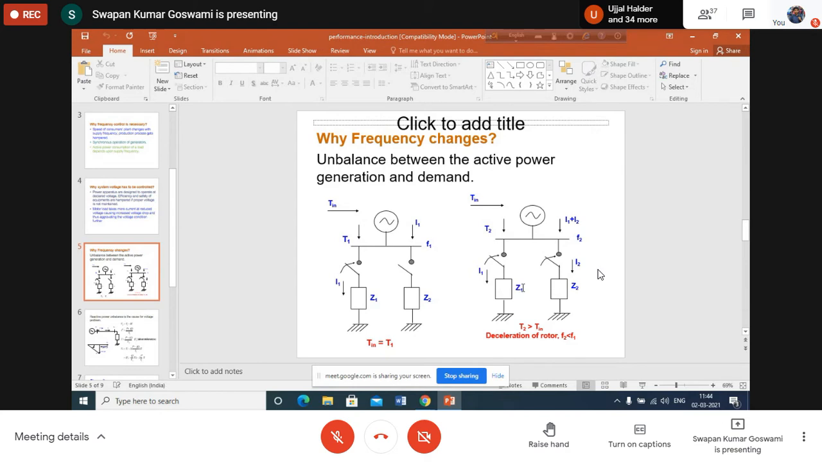So as a result, what happens? There is an unbalance between the active power input to the generator and the active power output from the generator.